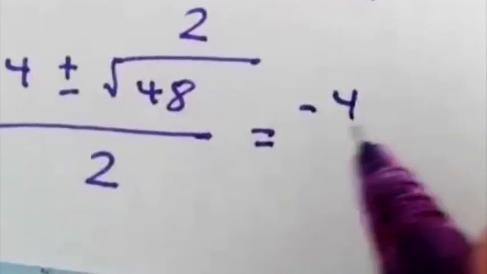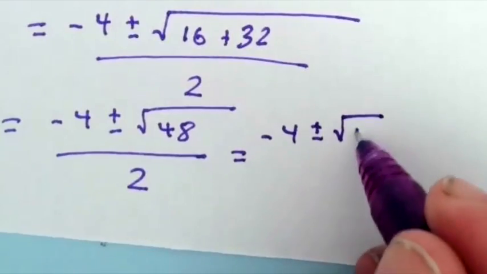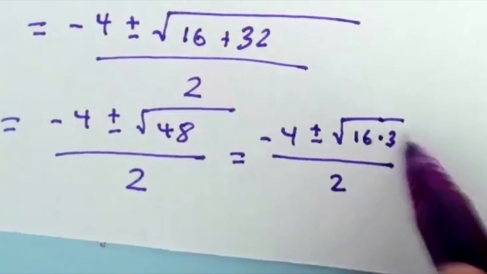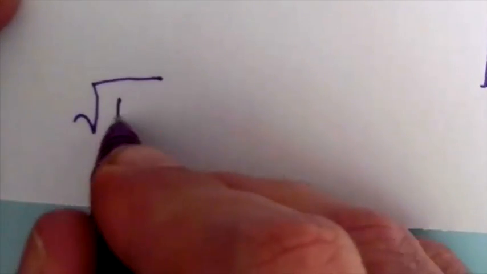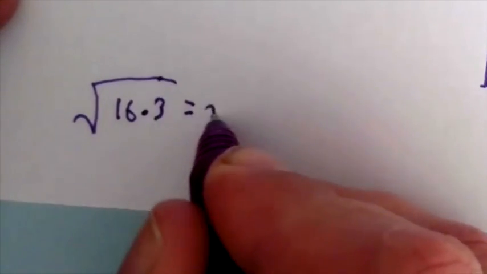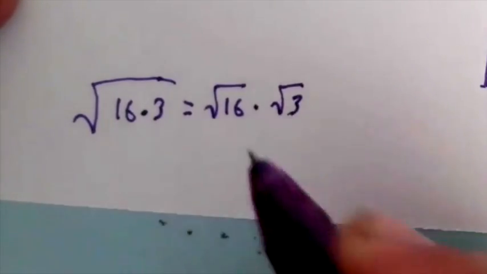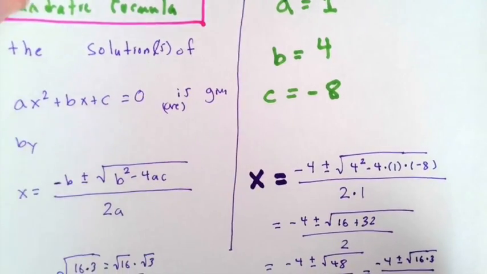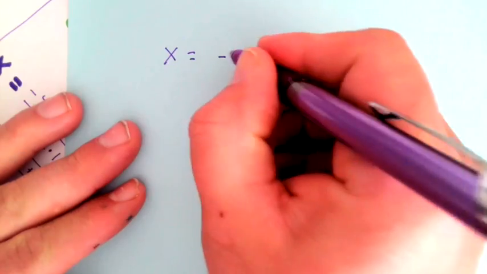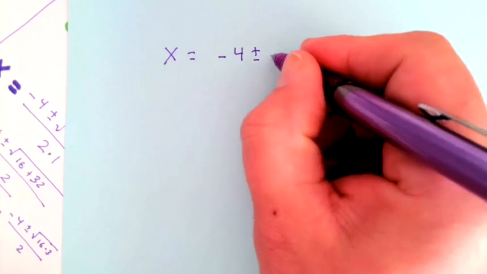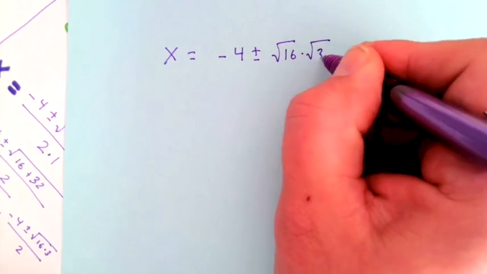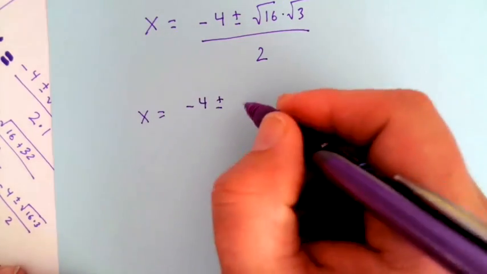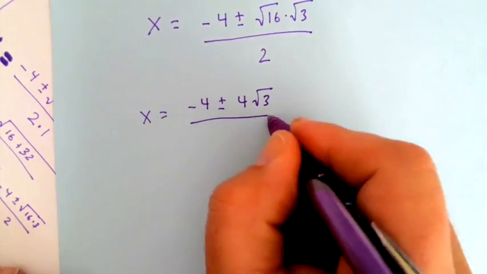So this is equal to the opposite of 4 plus or minus the square root of 16 times 3, all over 2. And then when I go to clean this up, the square root of 16 times 3 is equal to the square root of 16 times the square root of 3, which is 4 times the square root of 3. So x equals -4 plus or minus 4 times the square root of 3, all over 2.